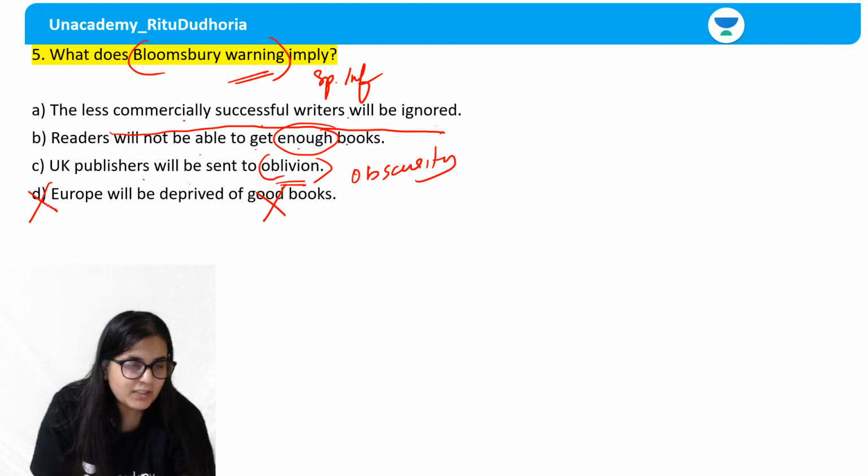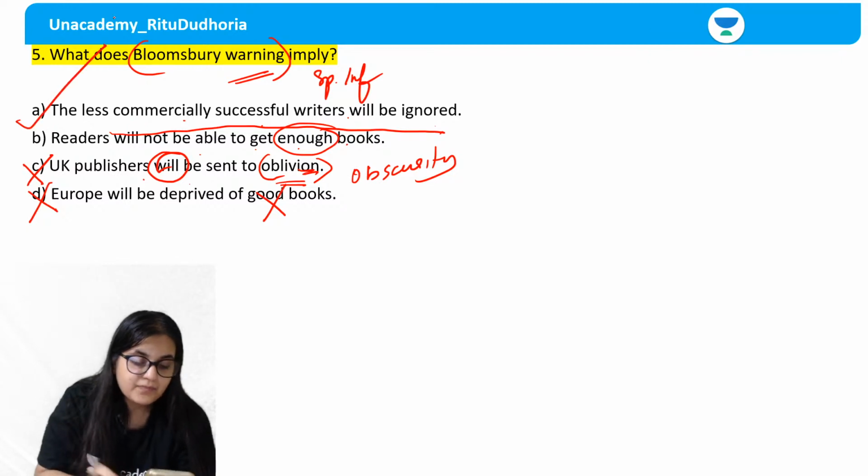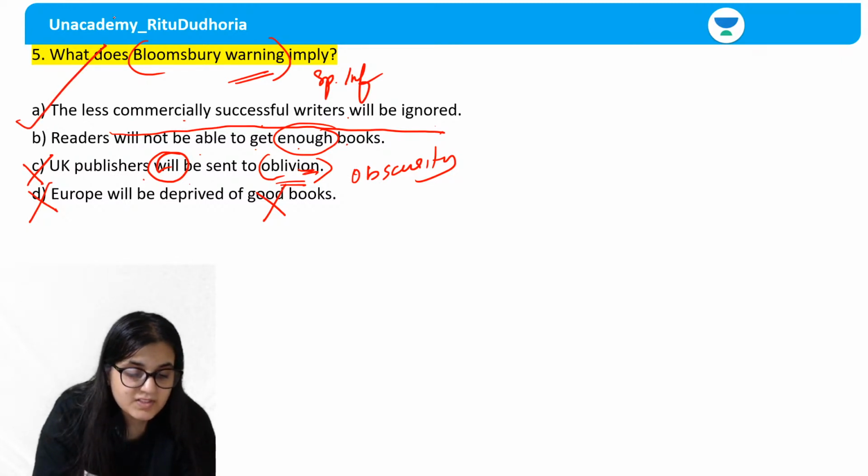The first to be eliminated will be D. UK publishers will be sent into oblivion. No, the situation may get worse for them. Guys, answer is A. I told you this is very tricky.